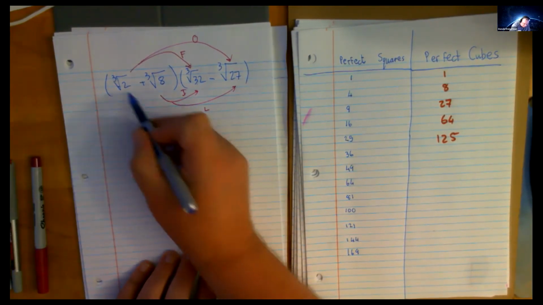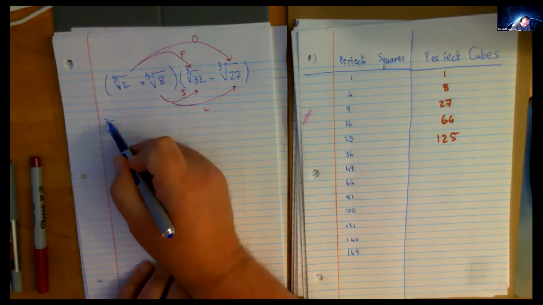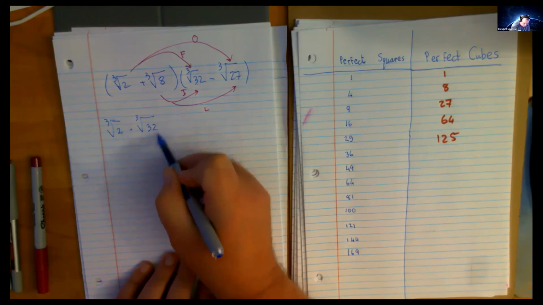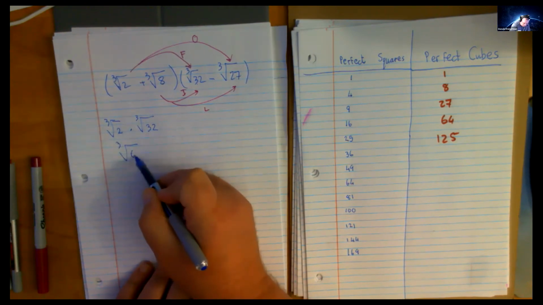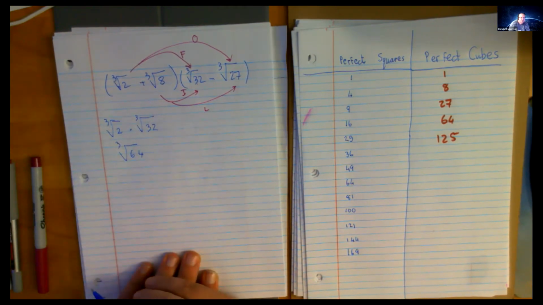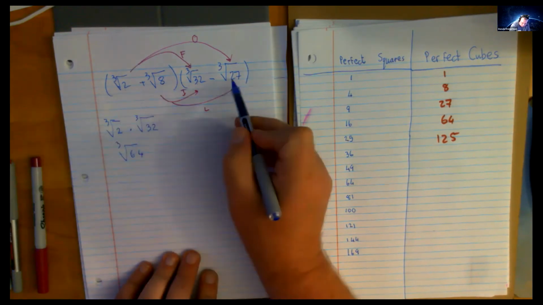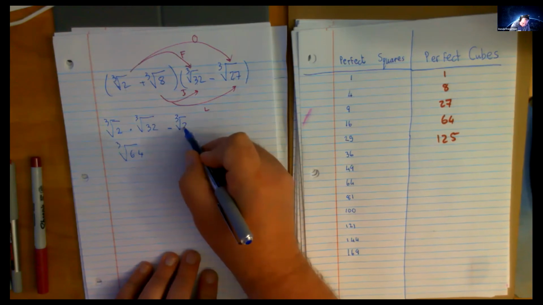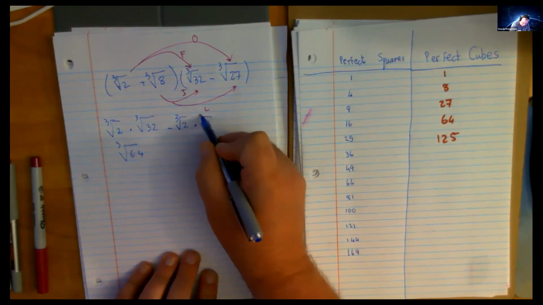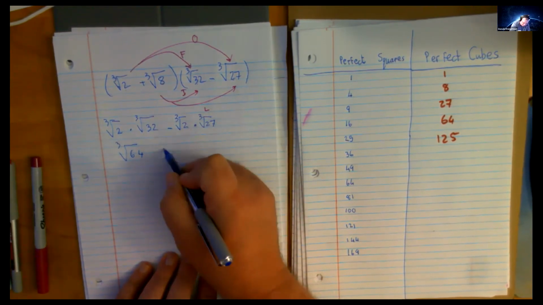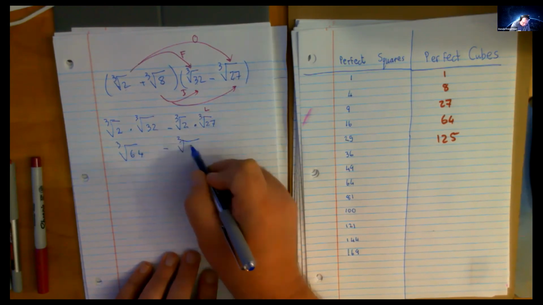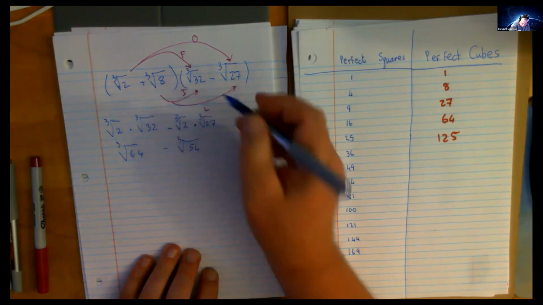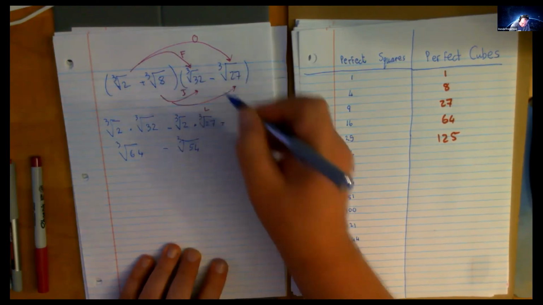If you multiply the cube root of 2 with the cube root of 32, you get the cube root of 64, right? The cube root of 2 times this guy is negative. So the cube root of 2 times the cube root of 27 gets us the cube root of 54. Okay. Inside, cube root of 8 times this guy.